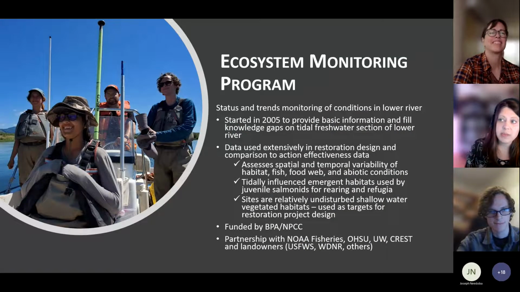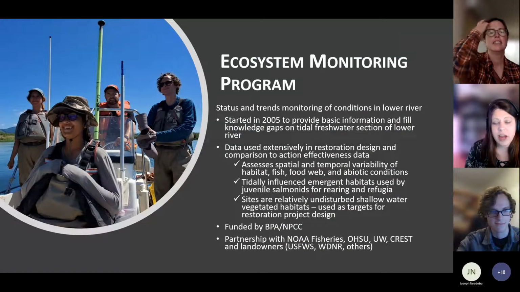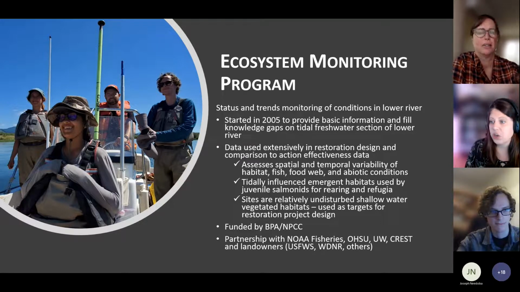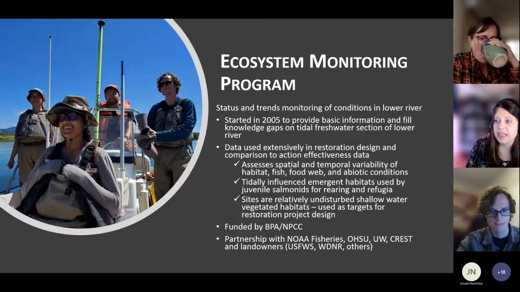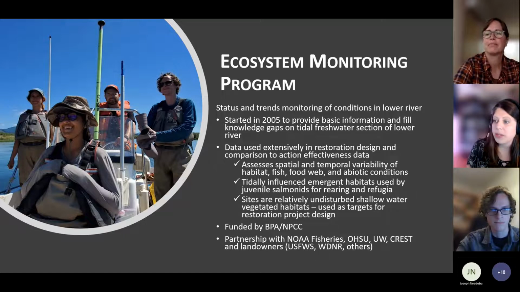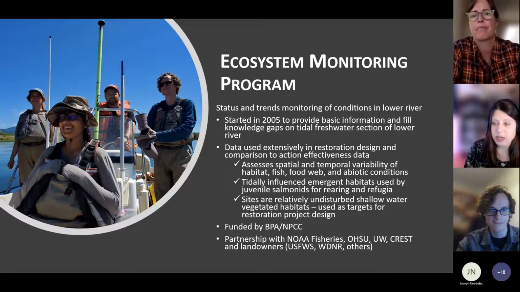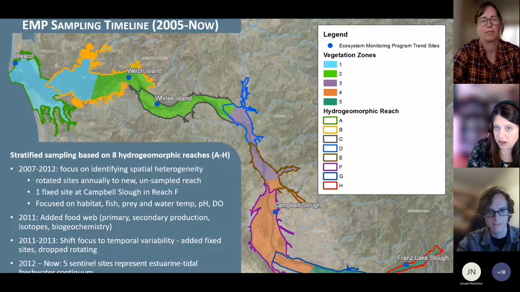So the Ecosystem Monitoring Program started in 2005, and the way that this data has been collected across the estuary has changed over time. However, the goals and objectives have stayed the same, primarily focusing on looking at spatial and temporal variability across the estuary, focused on salmonid habitat and food web dynamics. And again, really focused in these tidally influenced emergent wetland habitats that are so critical for these species. Now, this is mainly funded through BPA, and we work with a lot of researchers to collect these data. And I'm going to talk about those researchers as we move forward in the talk.